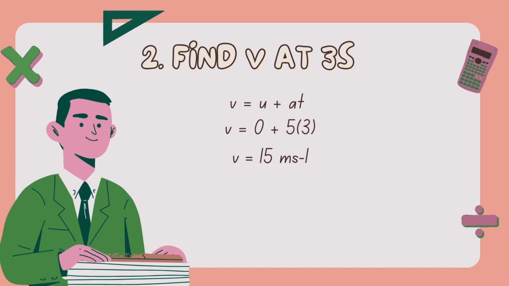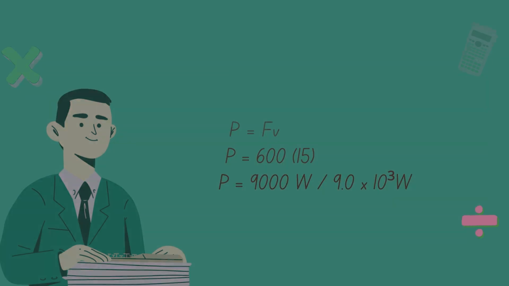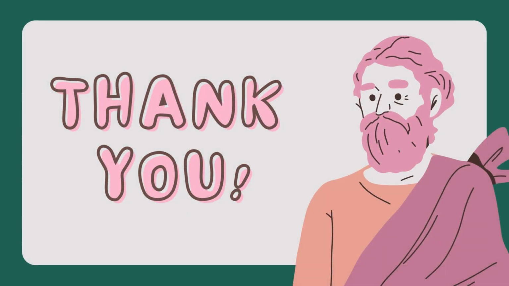And we already have the two pieces of information that we needed to find P, which are force and velocity at 3 seconds. So we just insert all the information that we already found. P equals Fv, so P equals 600 Newton times 15 meters per second. Hence we will get P equals 9,000 watt, or 9.0 times 10 to the power of 3 watt. So that's all from us. Thank you.